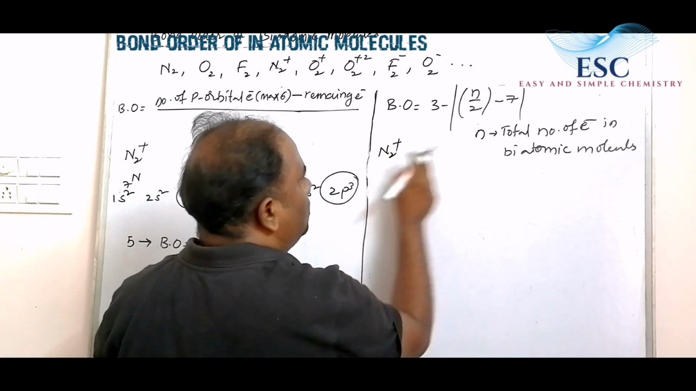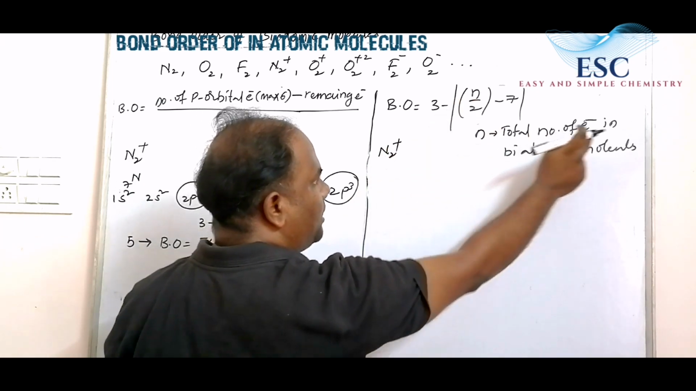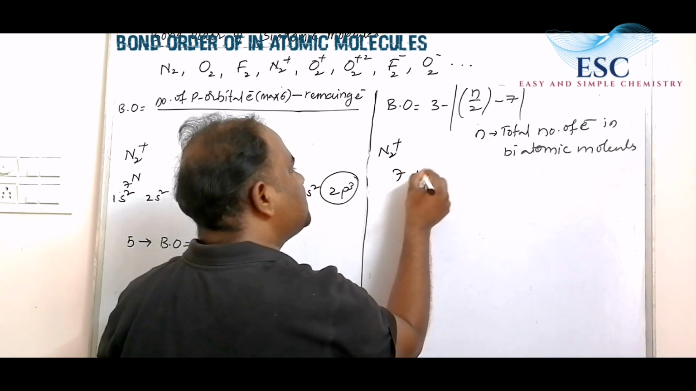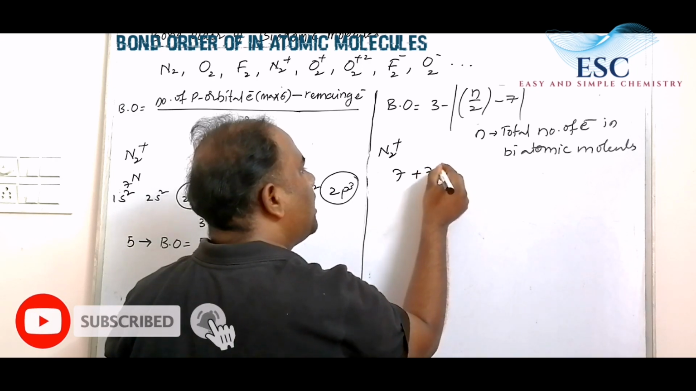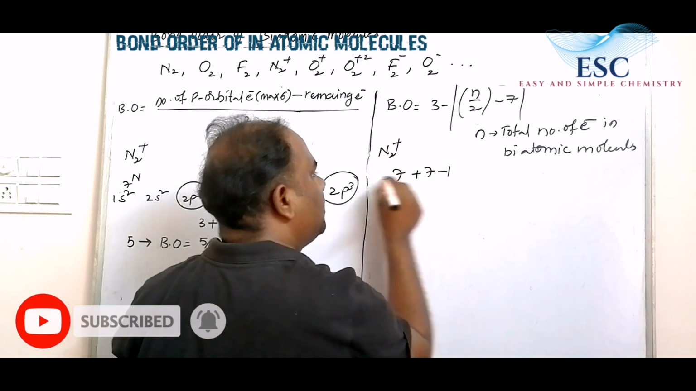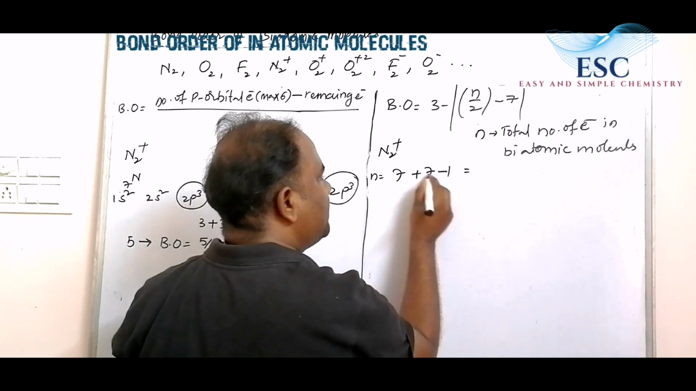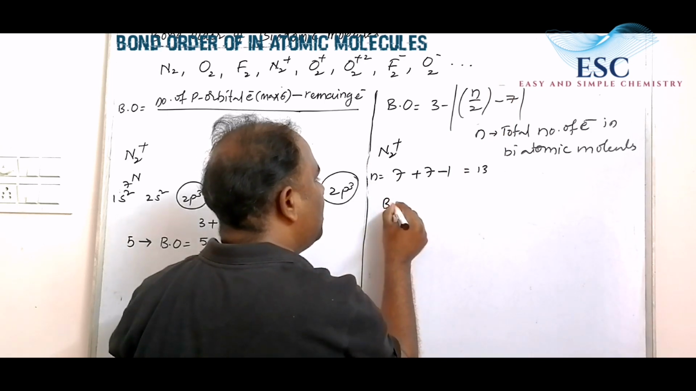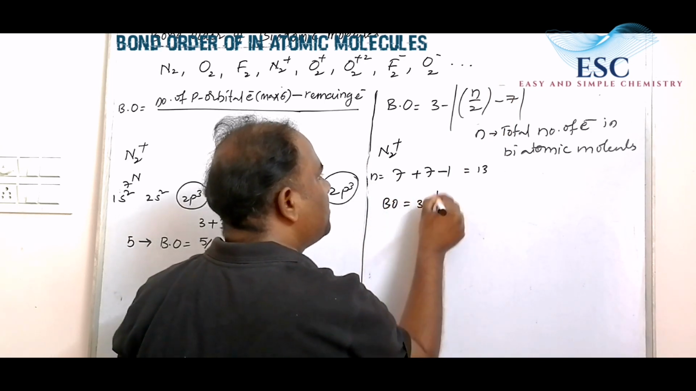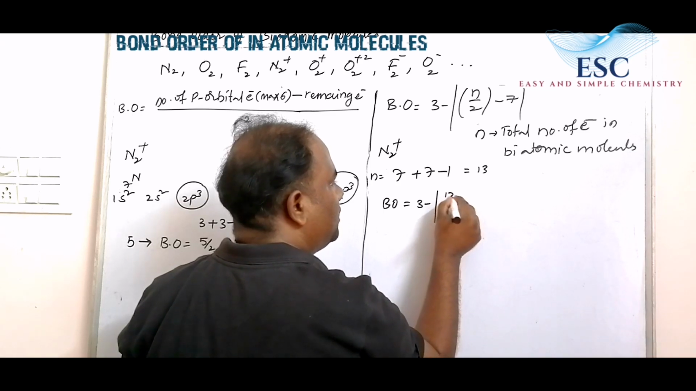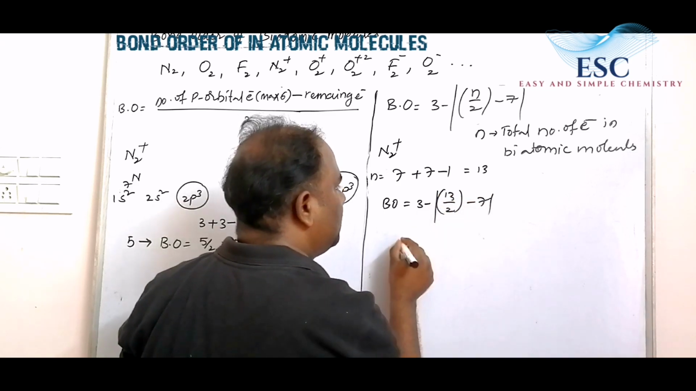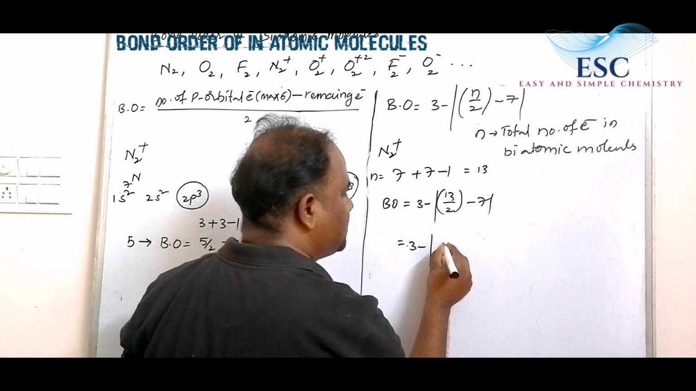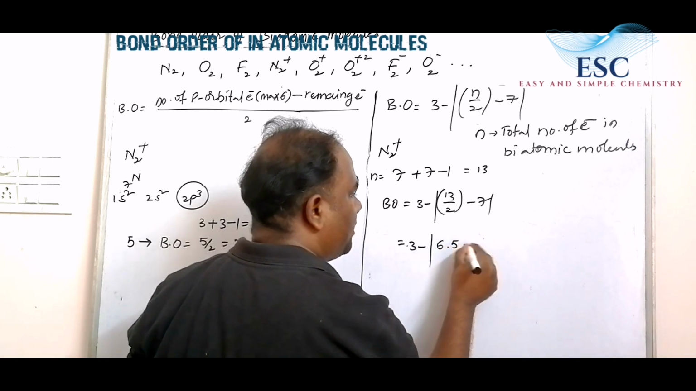N2 plus. N means the total number of electrons in the diatomic molecule. Nitrogen atomic number 7 plus another nitrogen atomic number 7. Plus means minus 1. 7 plus 7, 14 minus 1, 13. Substitute 13 in that equation. Bond order is equal to 3 minus mod of 13 by 2 minus 7. 13 by 2 means 6.5 minus 7.